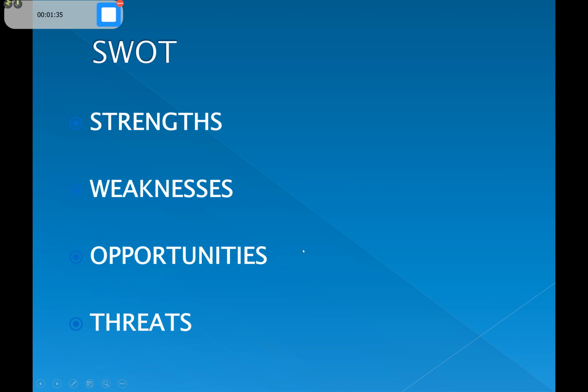So a SWOT analysis is made up of 4 elements. Obviously the letters in SWOT each stand for different things. S are strengths, W stands for weaknesses, O is opportunities, and T are threats.